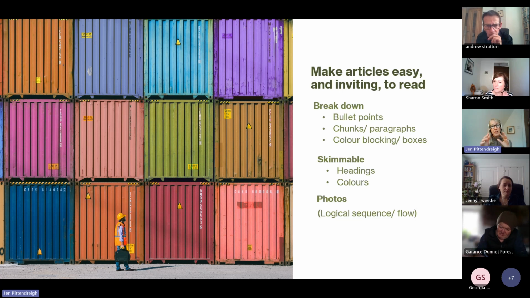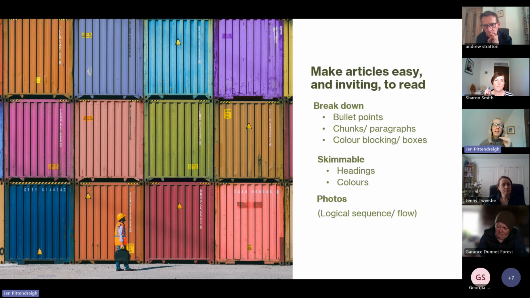So the point is that you can, and again, you can do this in Canva, use colour, blocks of colour to help lead a reader through your communication. So it's adding to that plain English basics.